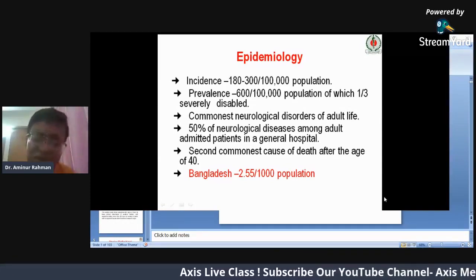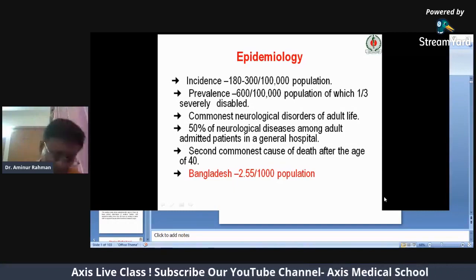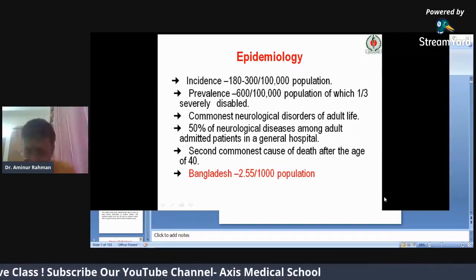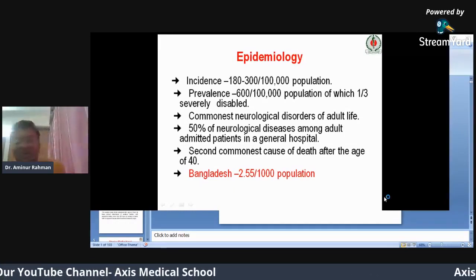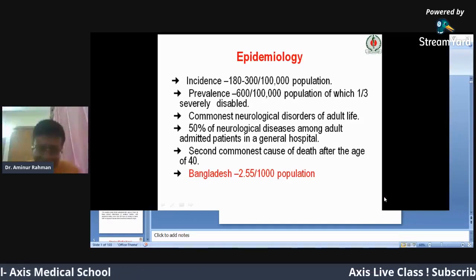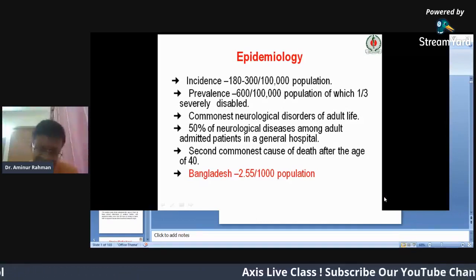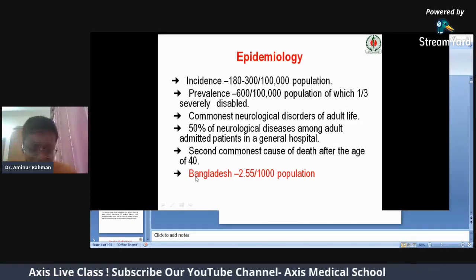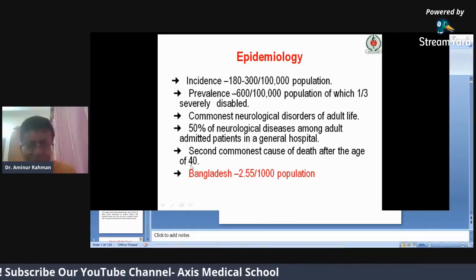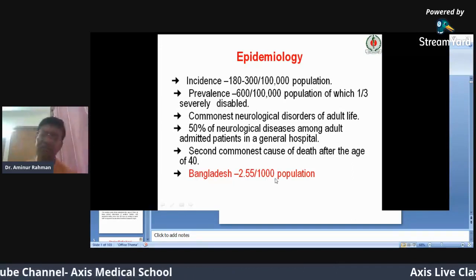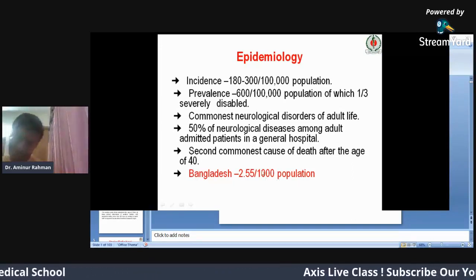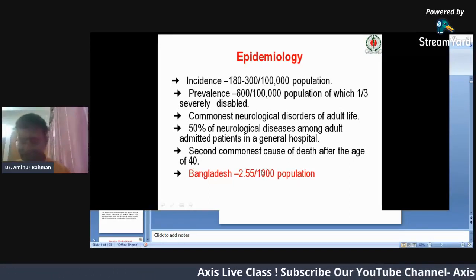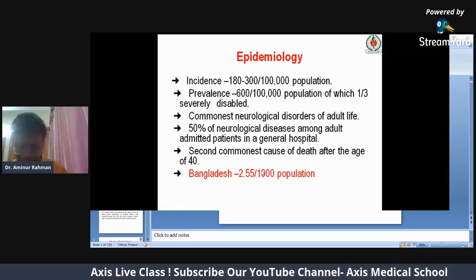What is the first commonest cause of death after the age of 40? It is heart attack, or cardiovascular cardiac disease, acute MI, like that. And the epidemiology in Bangladesh is 2.55 per 1,000 population. It is a recent study done by our neurologists in the country.